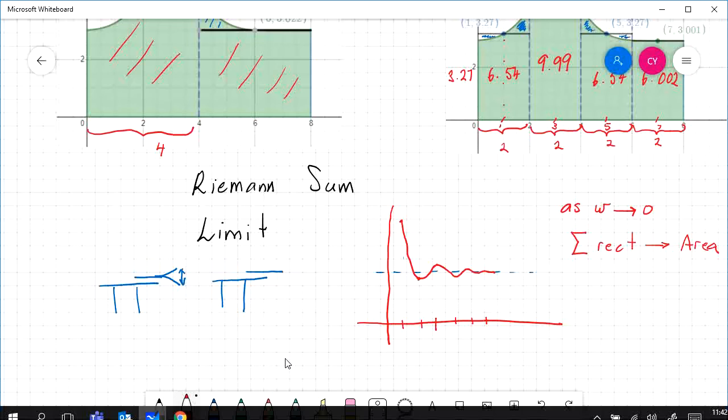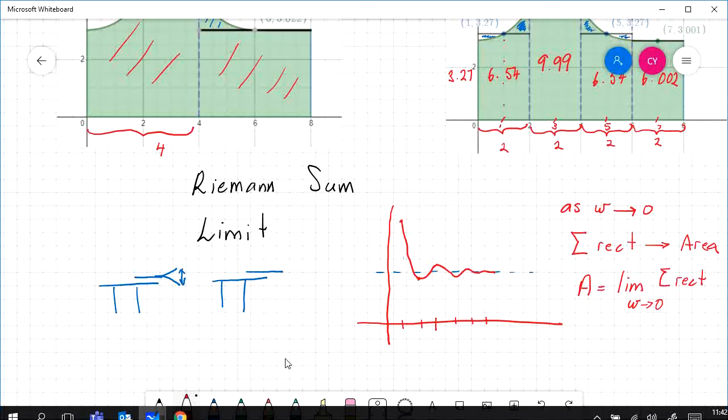And this idea that something is getting closer and closer to a real value is what we call in maths a limit, because the limit that this will get to as we get closer and closer is the actual area. And we would write it like this: the area of that shape is the limit, and I'm just going to write LIM for limit, as W goes to 0 of the sum of the rectangles.